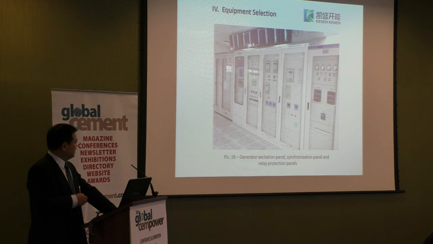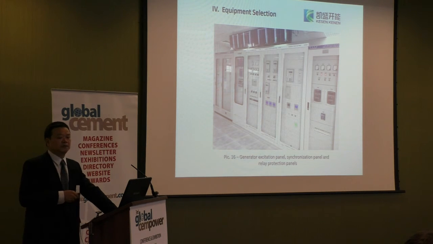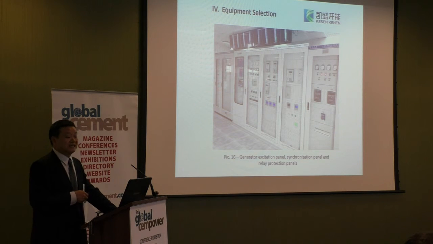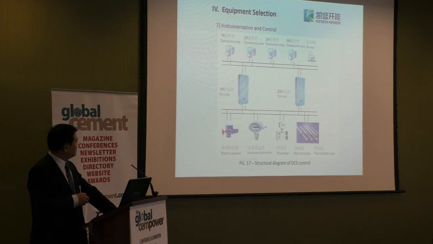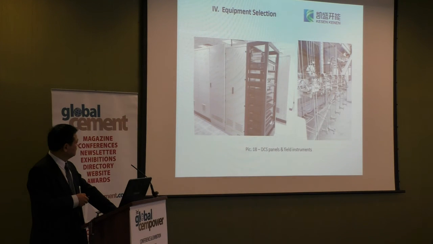This photo shows the generator excitation panels, signalization panel, and the relay protection panel. It's located in the central control room in front of the operator's desk. This CCTV monitors the level of the high pressure drum and low pressure drum. This is our instrument and control system, DCS panel and the field instrument.